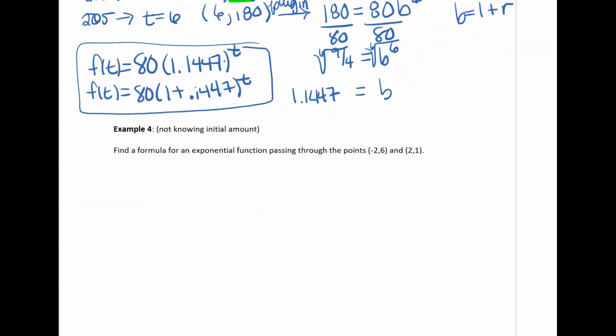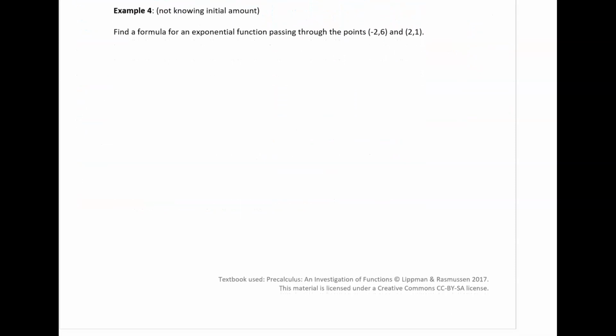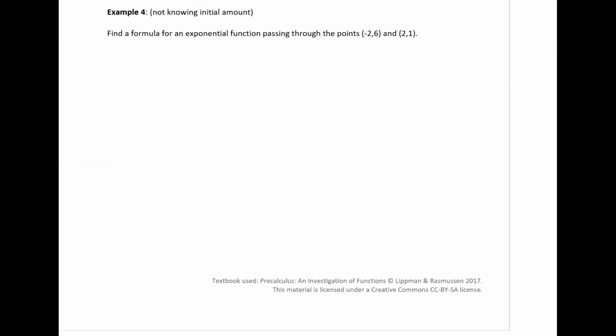So for this one, I've picked a problem that is not necessarily population or had a lot of words to it. It just had some numbers, because I'm going to show you how this works out. So this says, find a formula for an exponential function passing through the points (-2, 6) and (2, 1). So we're not in college algebra anymore. We're not looking for just slope and create those 2 points. So we're going to have to approach this a little bit differently.